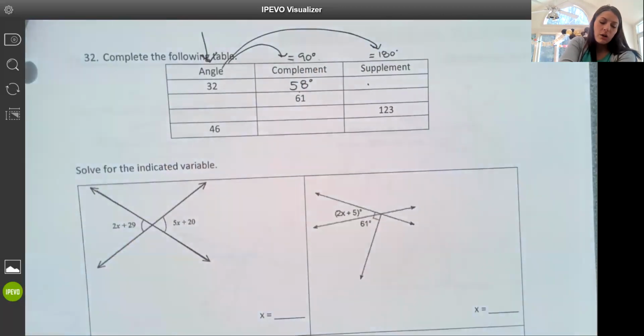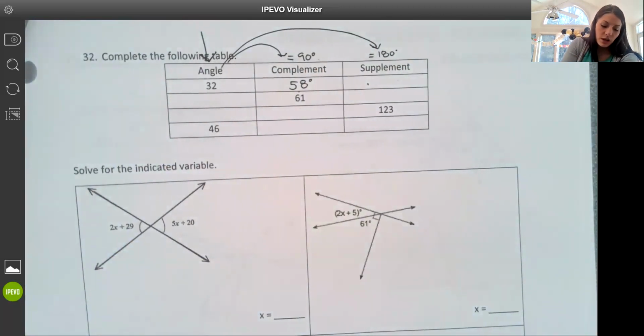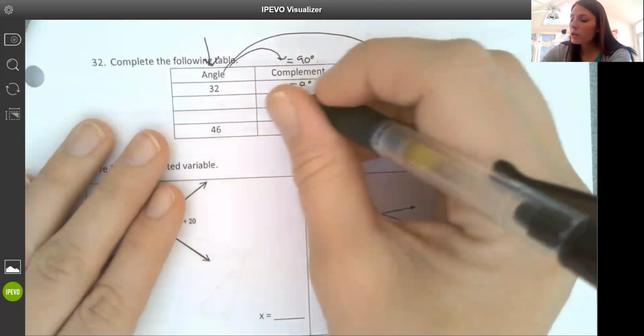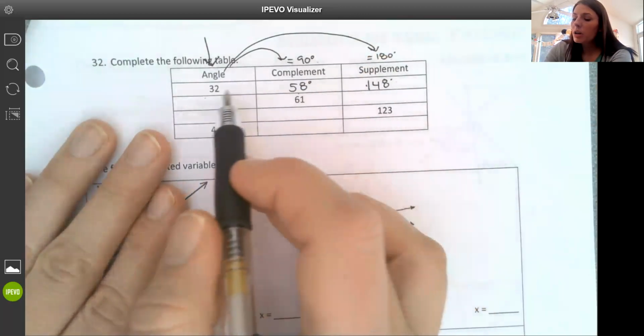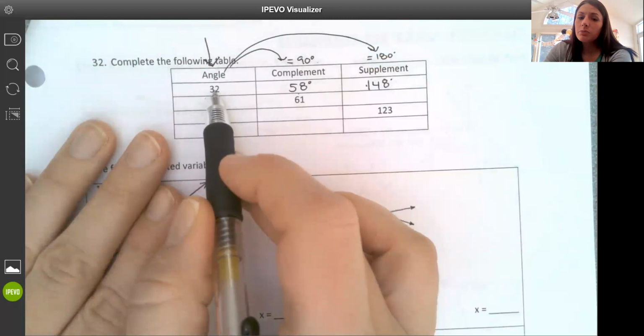So that's how I need to think about it. And you can use a calculator, I'm going to use one because it's too early in the morning for me to want to do this mental math, guys. So my supplement here is 148. Both complement and supplement are brought back to the original angle.